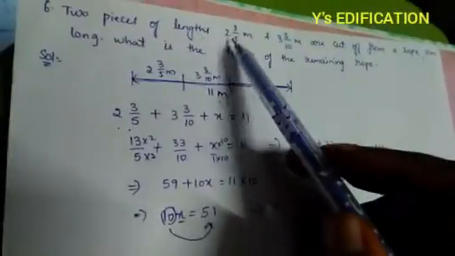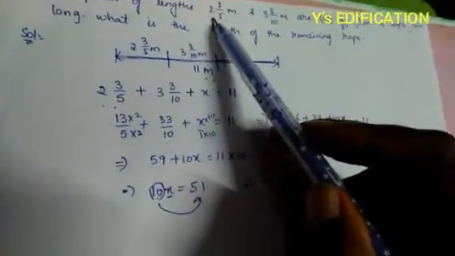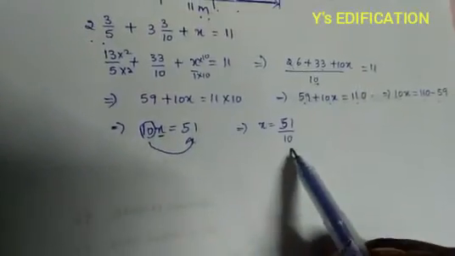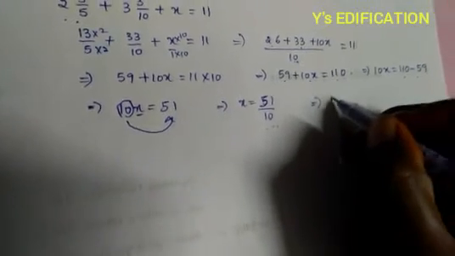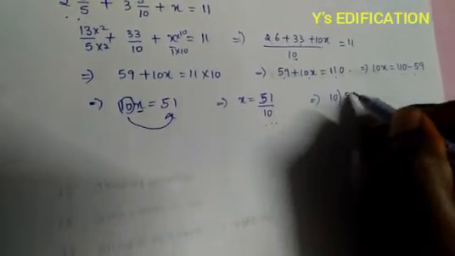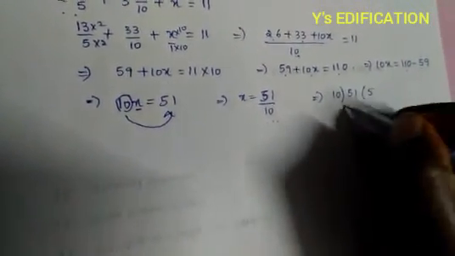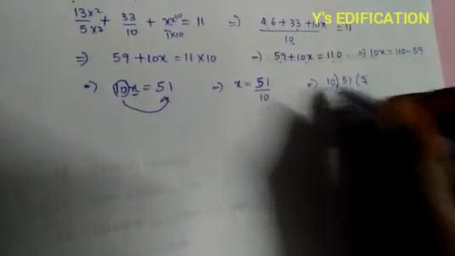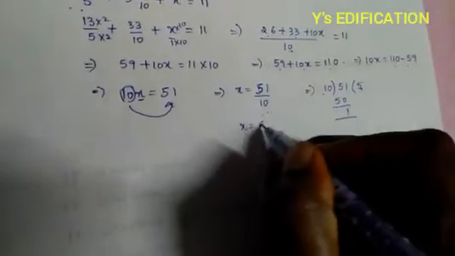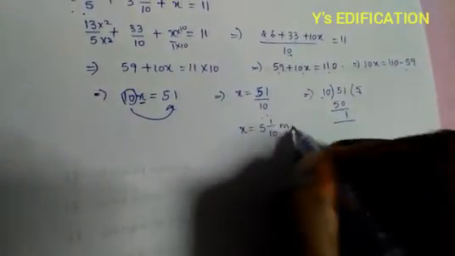51 by 10 meters. But in the given question, they gave the answer in a mixed fraction. So I am going to convert this rational number into a mixed fraction. How will we convert? We have to divide 51 by 10. 10 fives are 50, remainder 1. So we write 5 1 by 10, that means 5 1 by 10 meters.